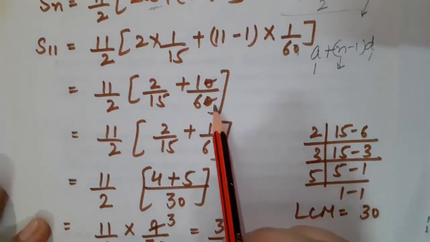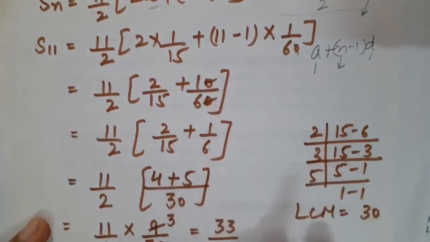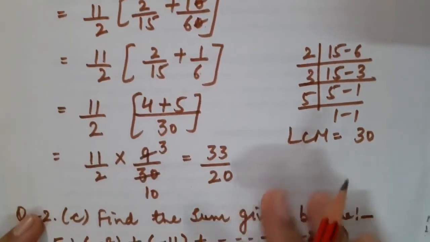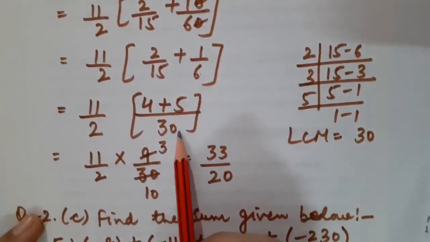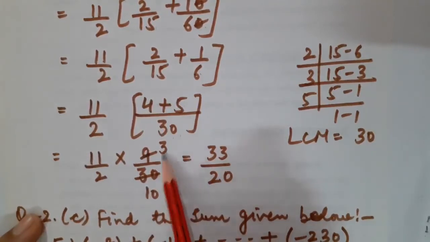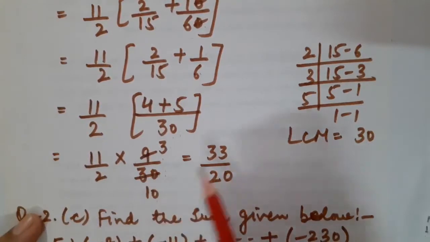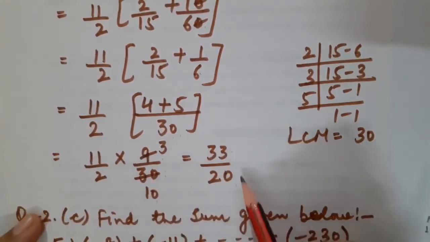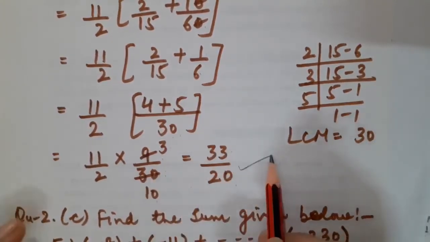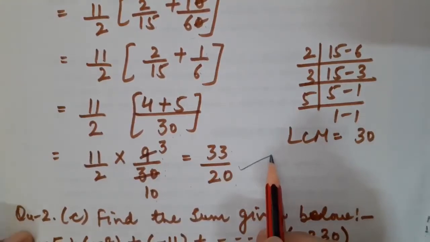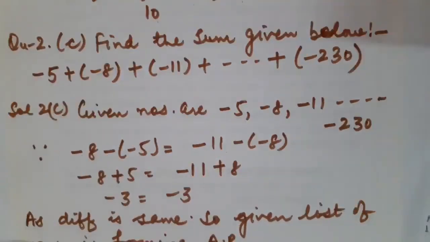Cancel both the zeros. You will be getting 1 upon 6. So after taking LCM it will be 30. You will be getting 4 plus 5 upon 30. That is 9 upon 30. Cancel them. 3 3s are 9, 3 10s are 30. So you have got 33 upon 20 as the sum of the first 11 terms of the given AP. Correct, students? Now children, let us take one more question.